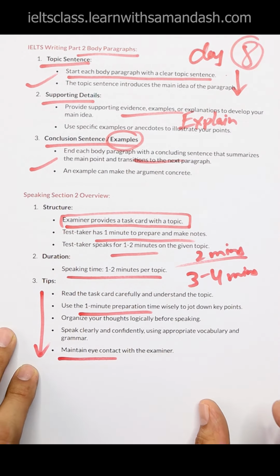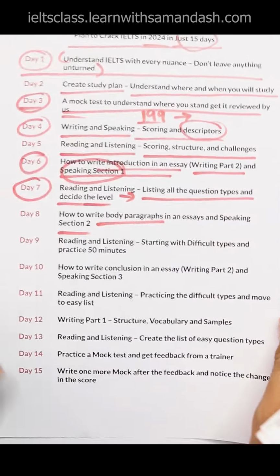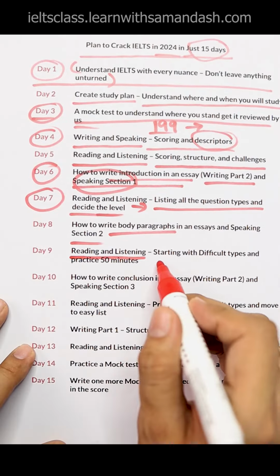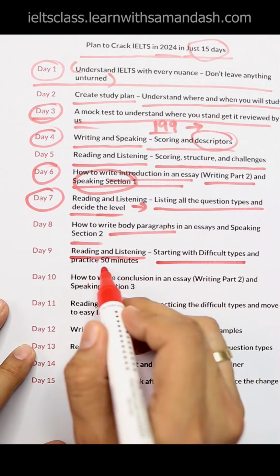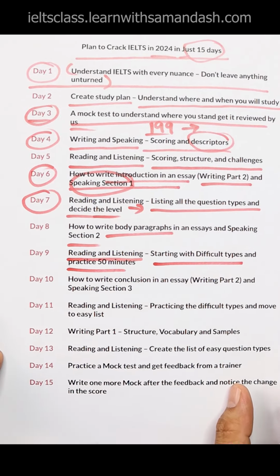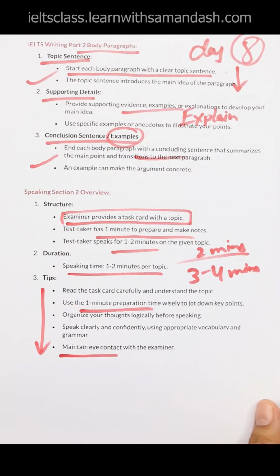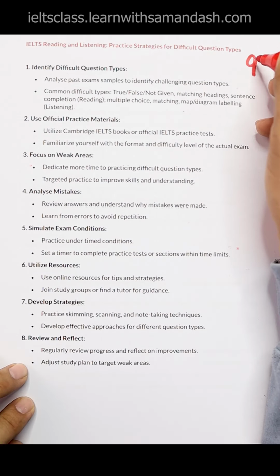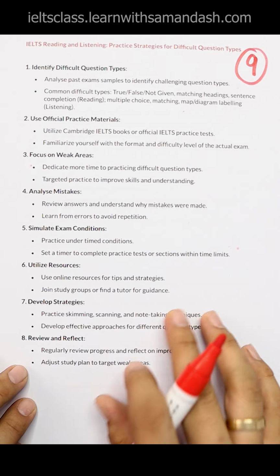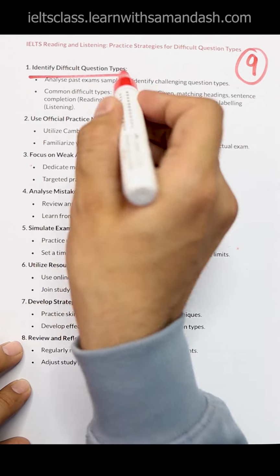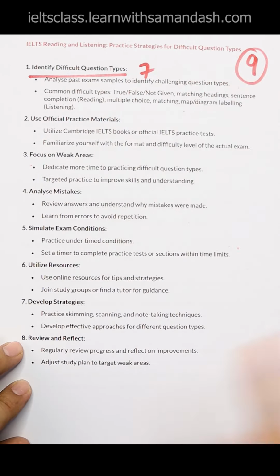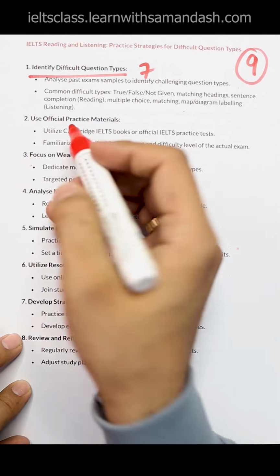Right. Now comes day 9. On day 9, you will be understanding reading and listening, but you will be going with difficult questions and practice every day 50 minutes. Now, what does it mean? I'll show you. So this is our day 9. Fine. How to practice difficult questions? First of all, identify the questions, which we did on our previous day, which was, I believe, day 7. We understood how we're going to do that.